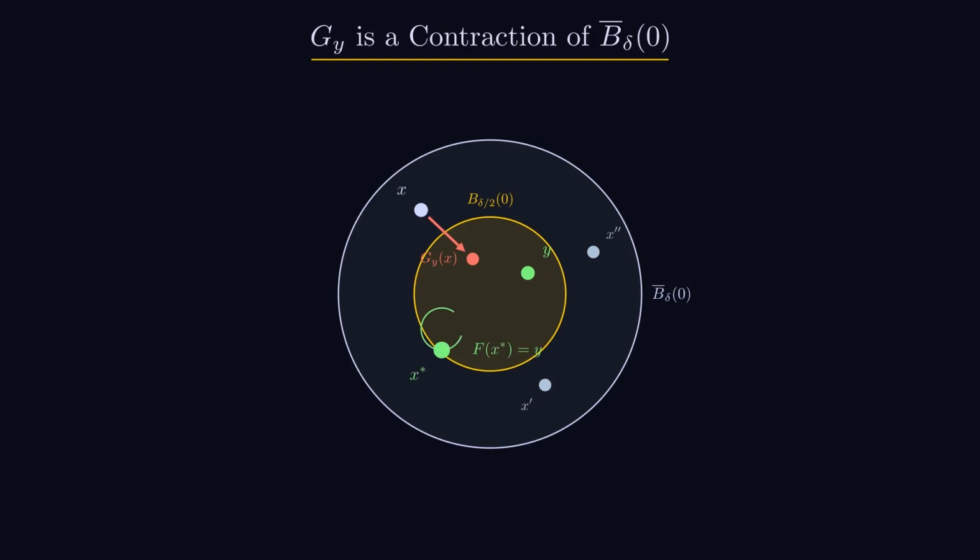The contraction lemma delivers a unique fixed point x star of g sub y in the delta ball, and g sub y of x star equals x star rearranges to f of x star equals y. The loop at x star is that fixed point equation made visible. Every y in the half-radius ball is hit, which is the surjectivity claimed on the previous slide.